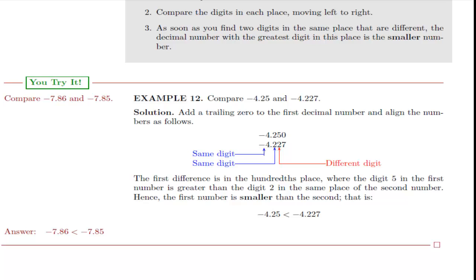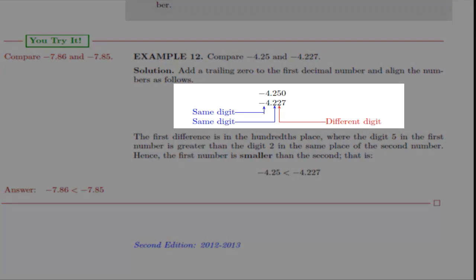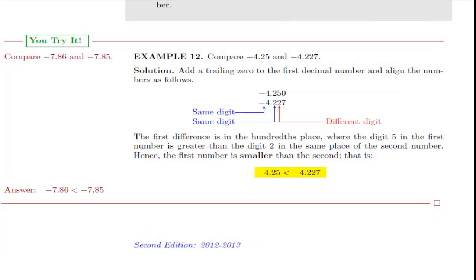Example 12. Compare negative 4 and 25 hundredths and negative 4 and 227 thousandths. Solution. Add a trailing zero to the first decimal number and align the numbers as follows. The first difference is in the hundredths place, where the digit 5 in the first number is greater than the digit 2 in the same place of the second number. Hence, the first number is smaller than the second. That is, negative 4 and 25 hundredths is less than negative 4 and 227 thousandths.